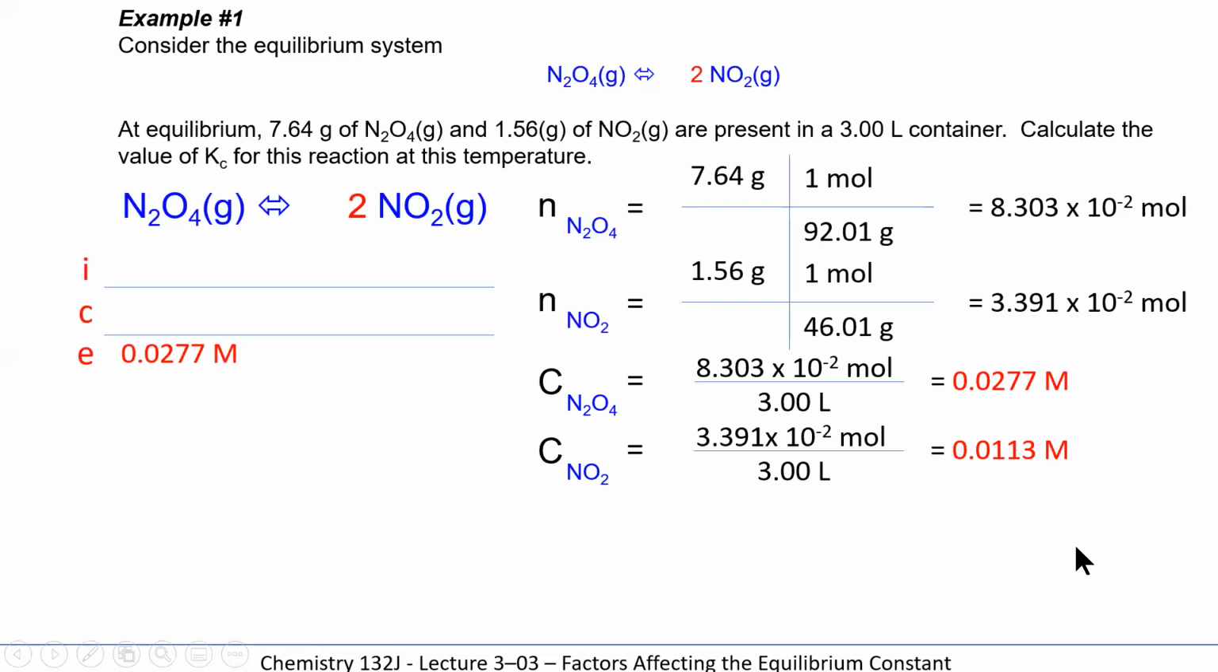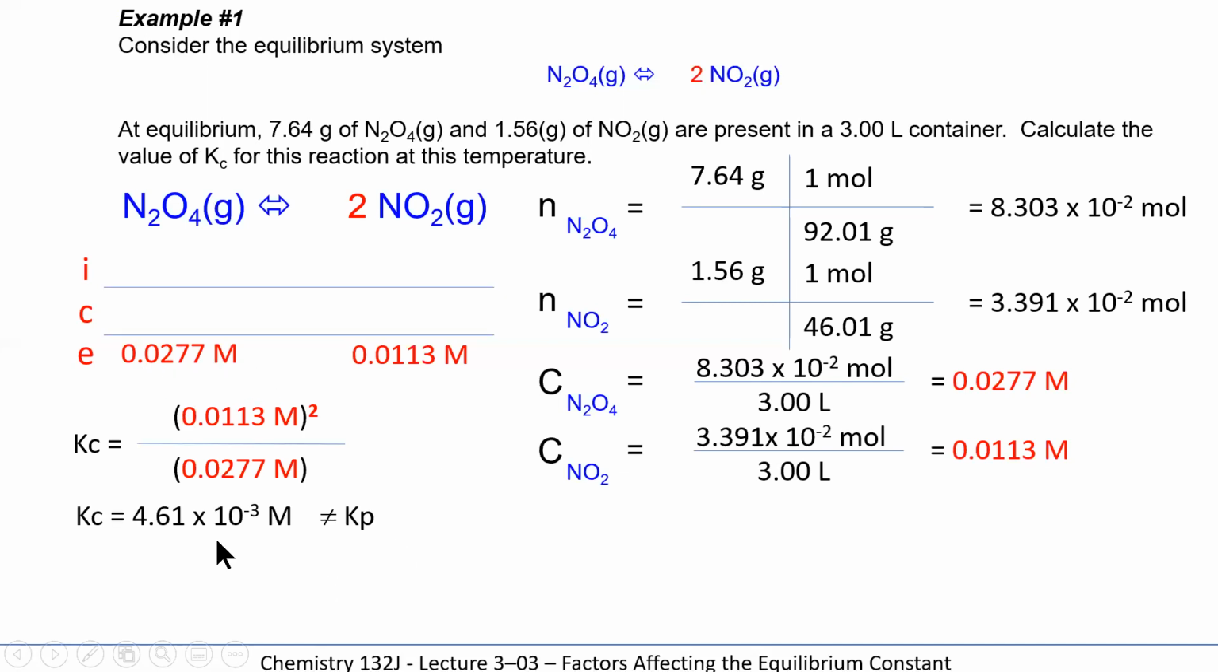And now we are ready to fill our ICE table. At equilibrium, we were told the quantity of N2O4 and the quantity of NO2. So we can calculate the equilibrium constant for concentrations, Kc. We're going to take the quantity of NO2, and don't forget to square it because there's a 2 in this equilibrium expression. We're going to divide that by the quantity of N2O4, and we get a value of 4.61 times 10 to the minus 3. And it's going to be moles per liter squared over moles per liter, which is moles per liter.